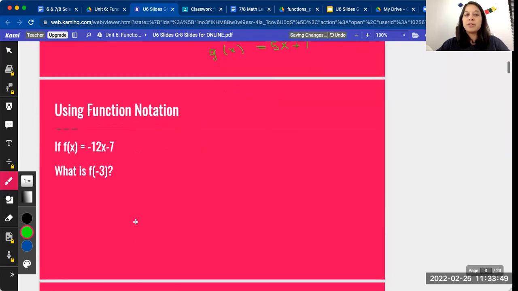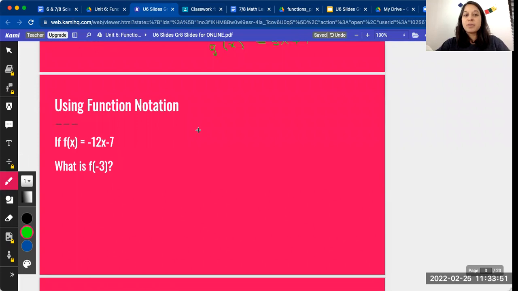Okay, so here's how you would use it. f of x equals negative 12x. Often you see the cursive f too, with the curly shape. f of x equals negative 12x minus 7. Okay, we know what to do with that. It's basically the same equation as y equals negative 12x minus 7. But then it says to solve or figure out what is f of negative 3. So f of negative 3 is question mark. That's what we don't know.